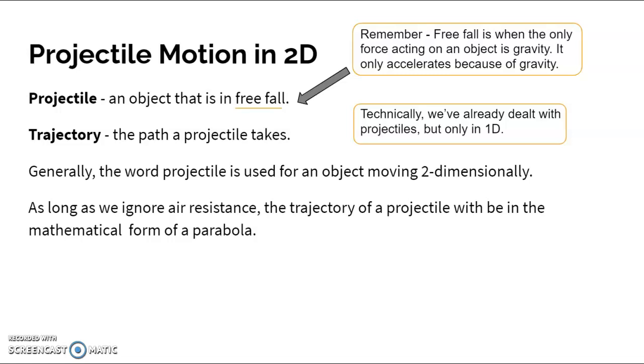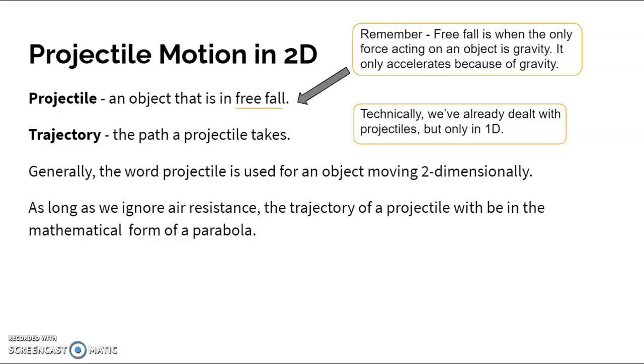Projectile is defined to be an object that's in free fall. Remember, free fall is when an object is only under the influence of gravity, no other forces. So it's only accelerating because of the acceleration due to gravity. If that's the case, this object's in free fall, and that's a projectile.